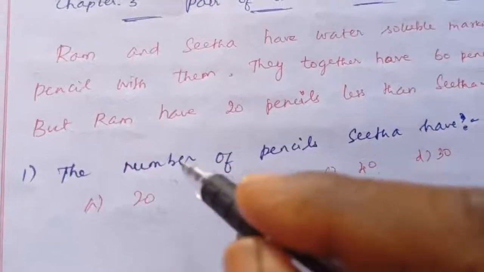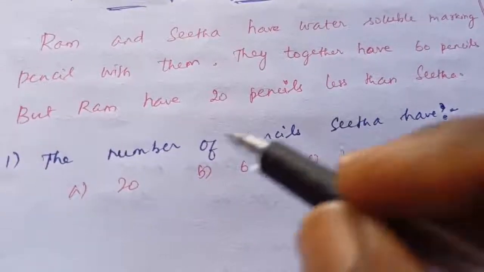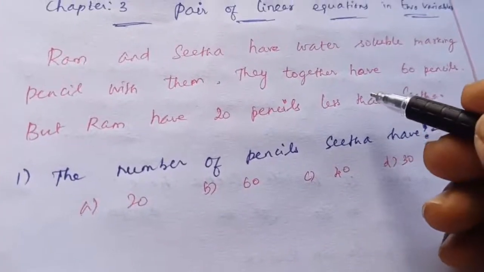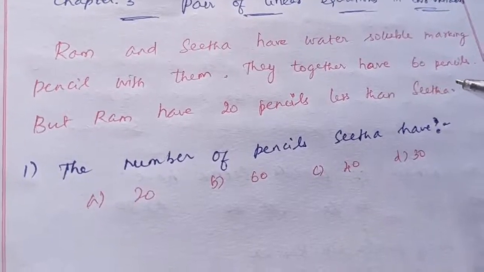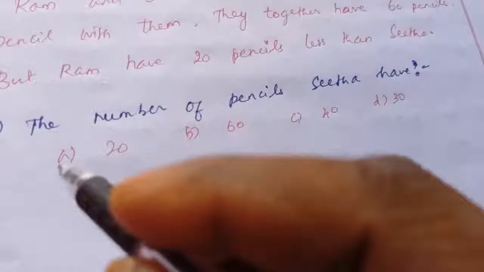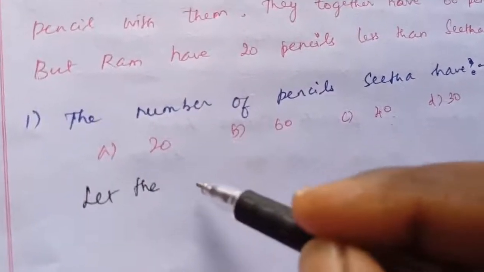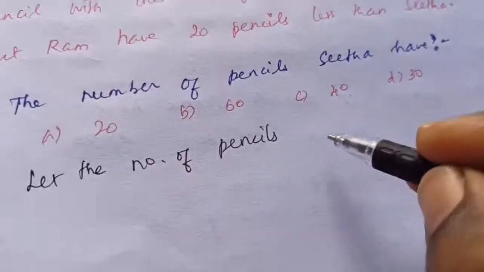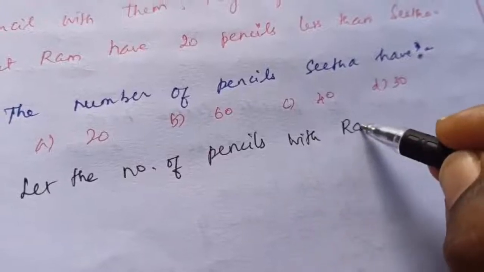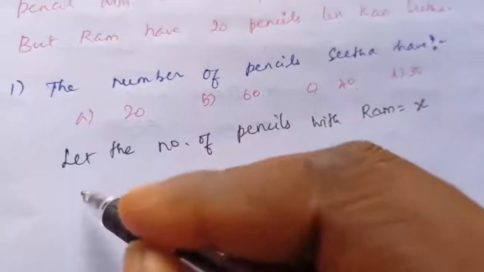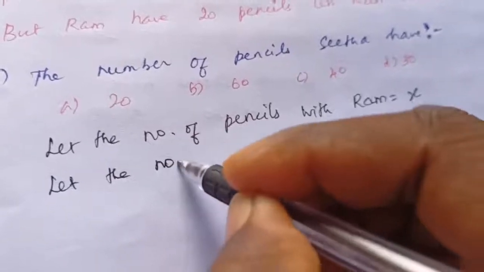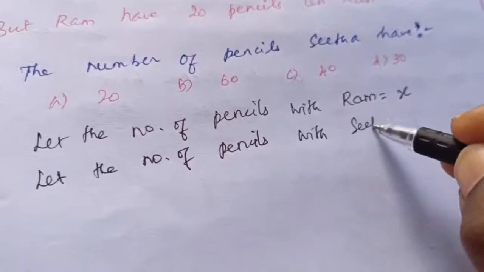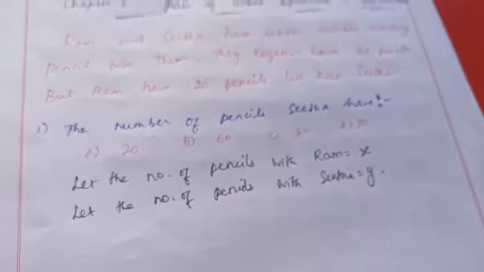First, what is the question? The number of pencils Sita has. So first, how many pencils are with Ram and how many with Sita? We should know it, but both are not given. So let the number of pencils with Ram be X, and let the number of pencils with Sita be Y. So this is the condition we have taken.